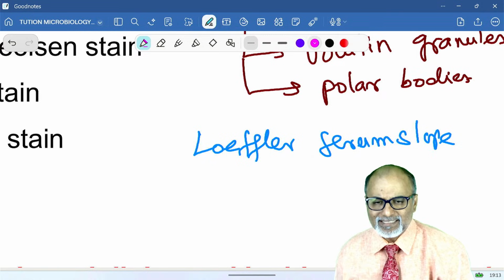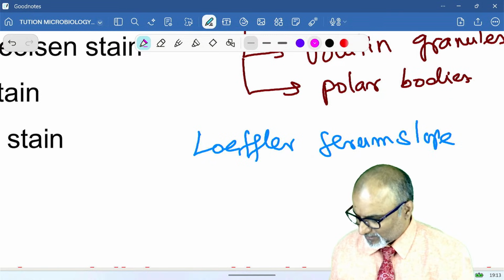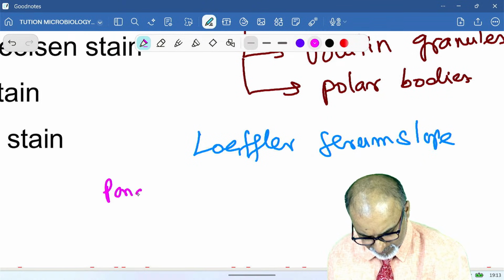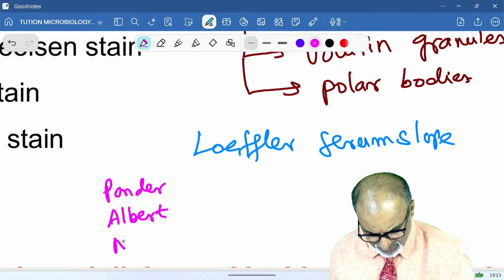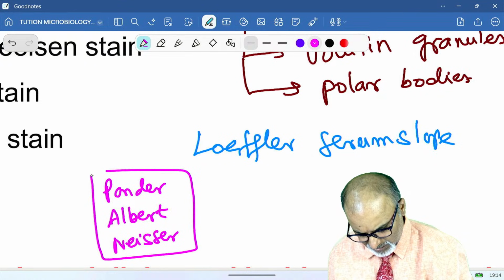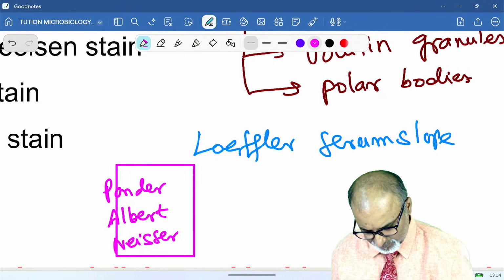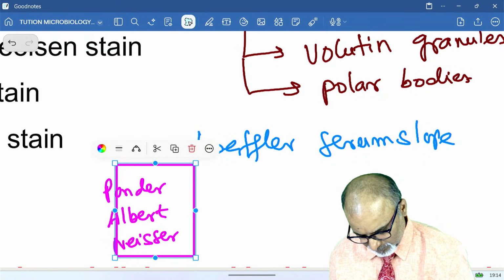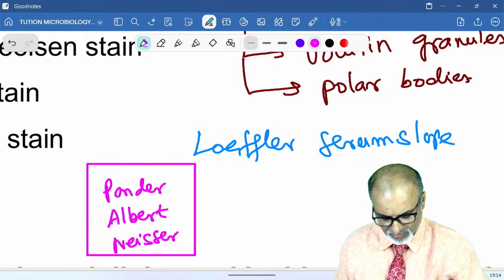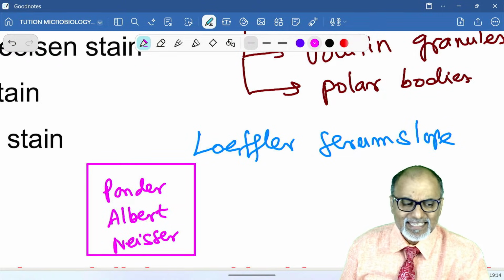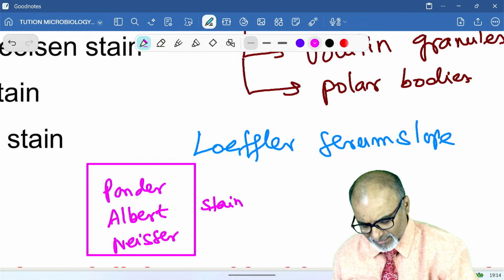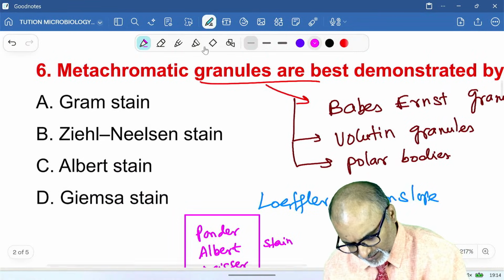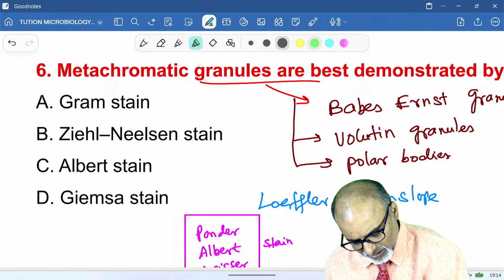We call it PAN. The mnemonic is PAN. What is PAN? Ponder stain, Albert stain, Neisser stain. Ponder, Albert and Neisser stain. Anyone? Demonstration of metachromatic granules. The answer here is beautifully mentioned. It is Albert stain.